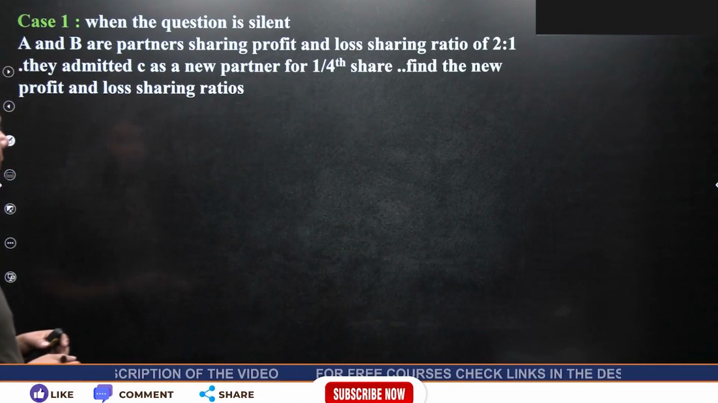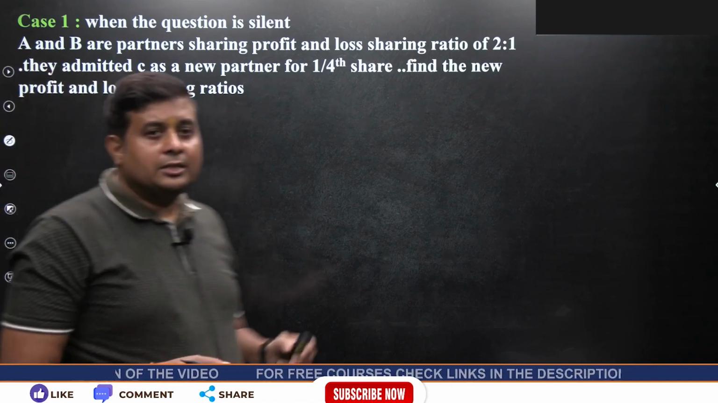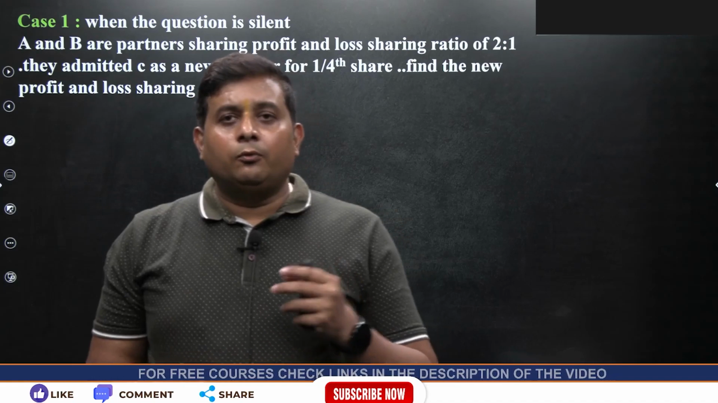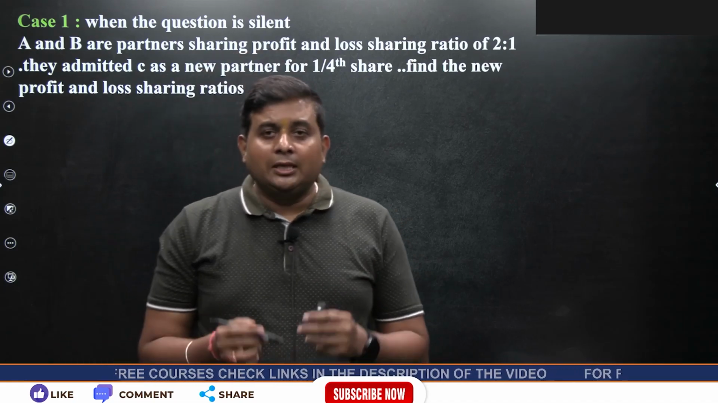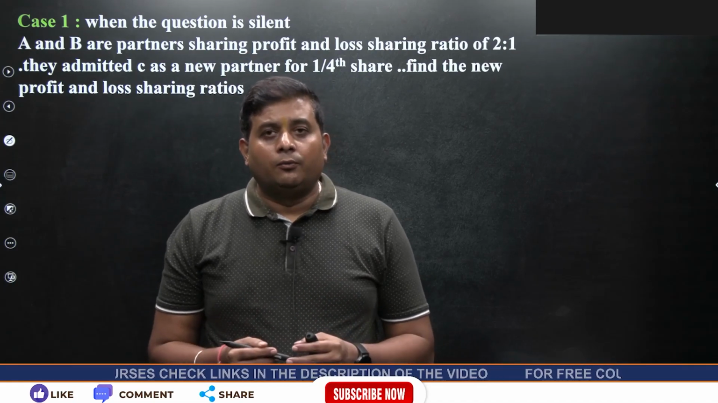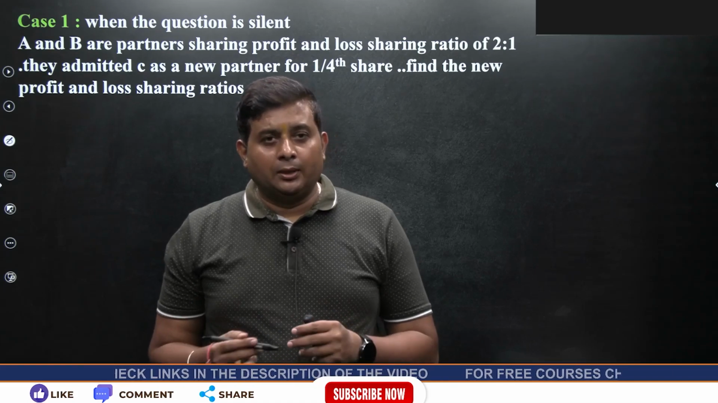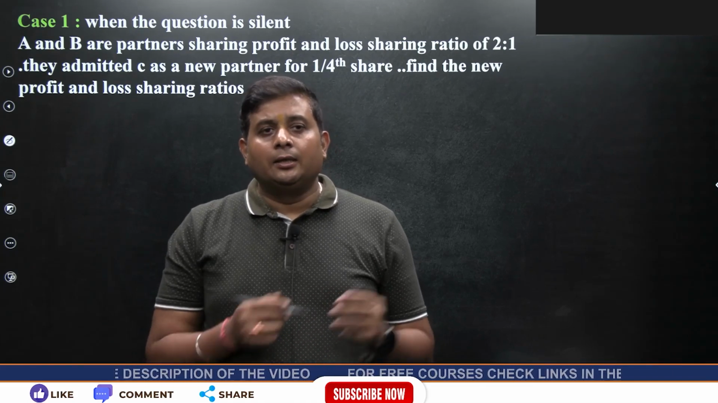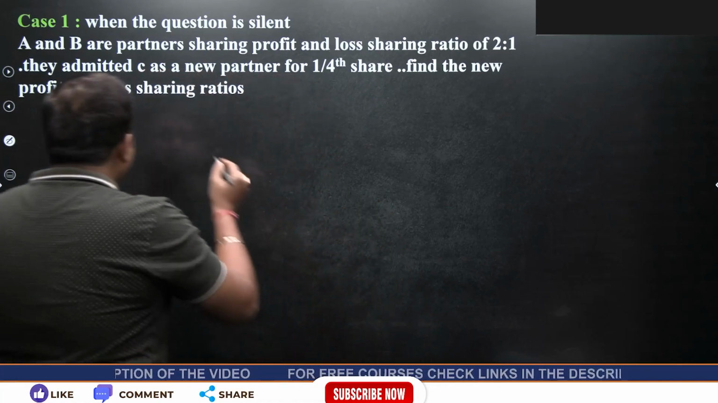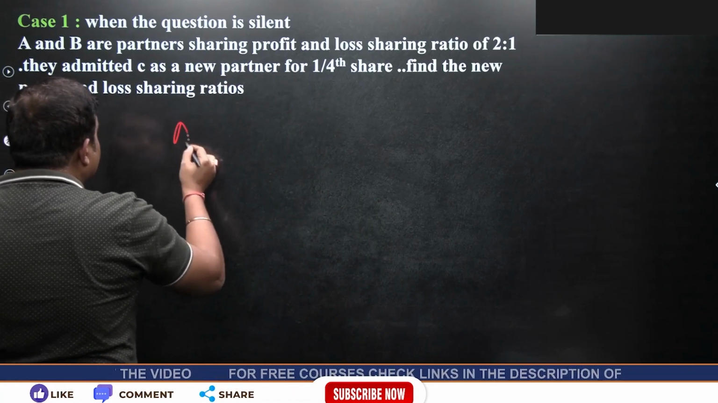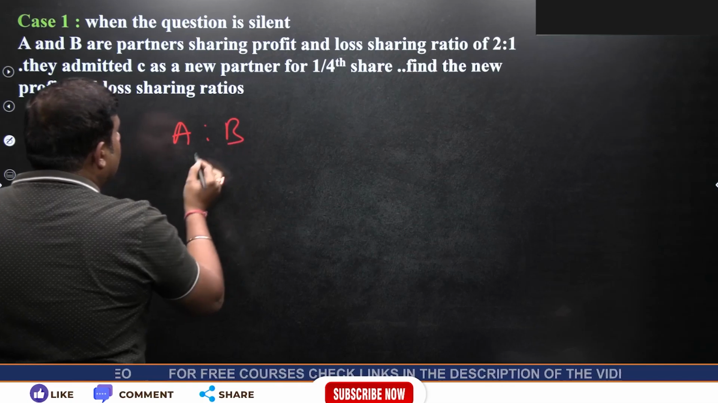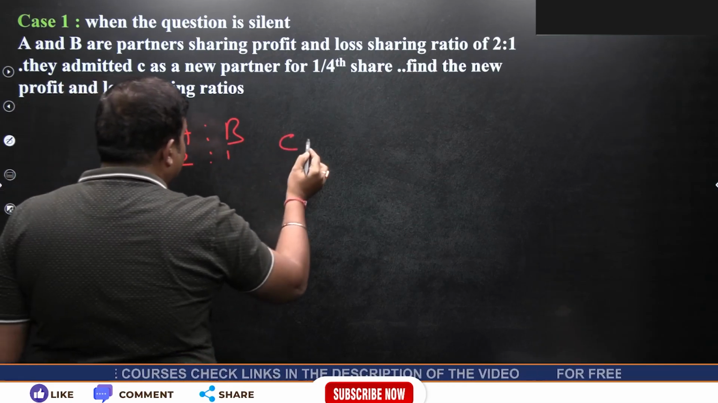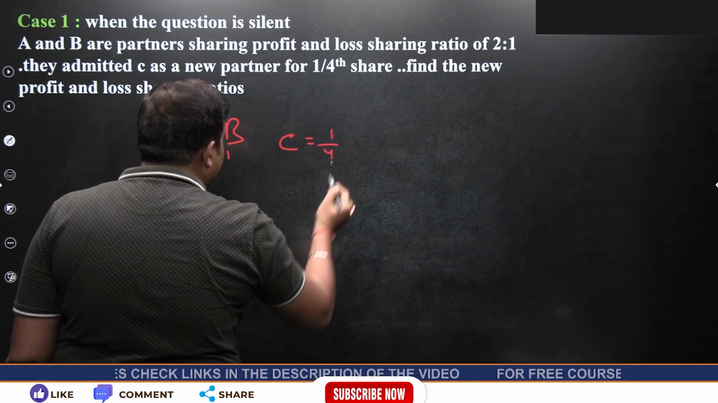Here I have taken an example that A and B are two partners sharing profit and losses in the ratio of 2:1. C wants to be part of the organization now. C is admitted for a 1/4 share. Find the new profit and loss sharing ratio. Now why did I say this question is silent? As far as the term silent is concerned, suppose A and B have a share of 2:1 and C is joining the firm for a 1/4 share.